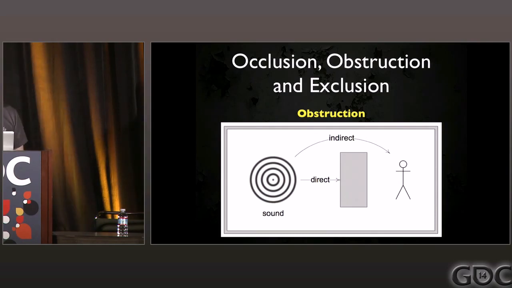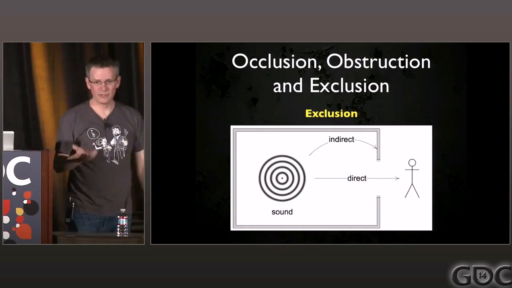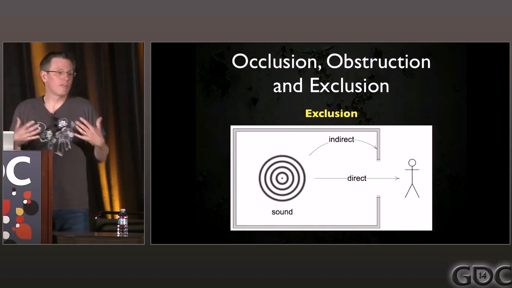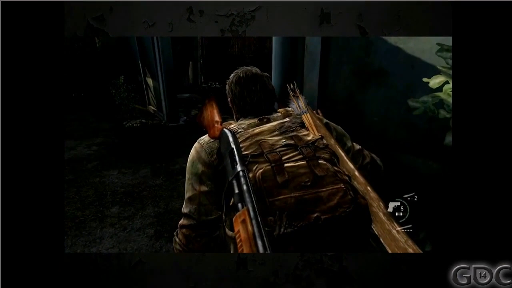A kind of rare case is something called exclusion, and this is the opposite, where the dry path is free, but most of the wet is getting attenuated. And so here are a few examples of that in game.